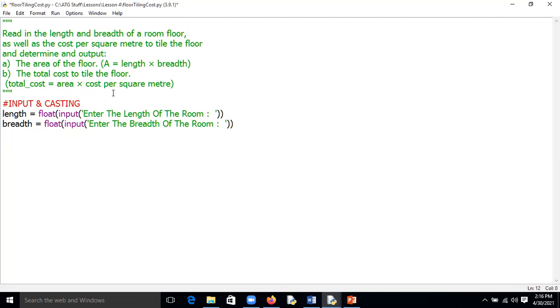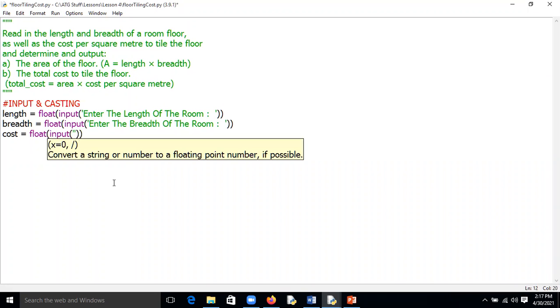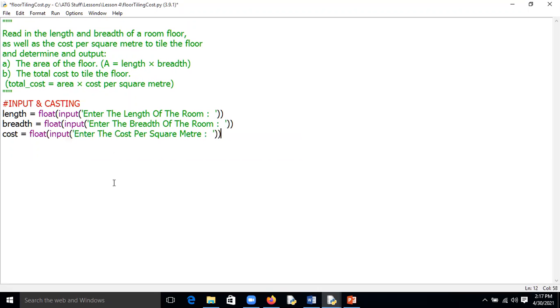And one more, we need to enter the cost. Now I can go and call it cost per square meter. I'm just going to call it cost, right? Is assigned. Once again, it's float and input. And we're going to go with enter the cost per square meter. So that's our input and our casting.